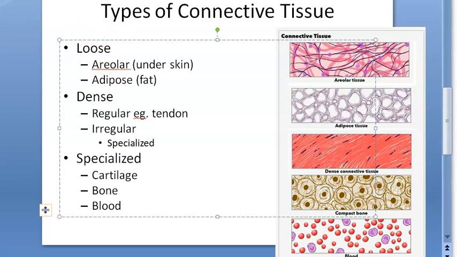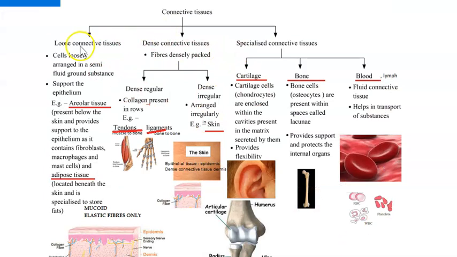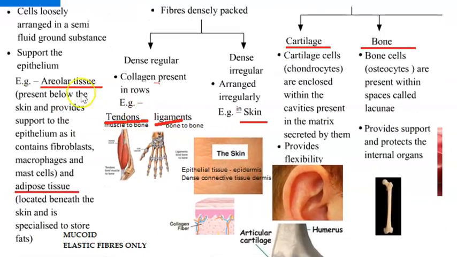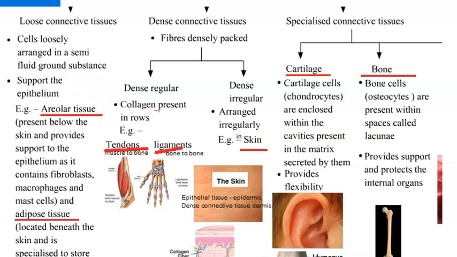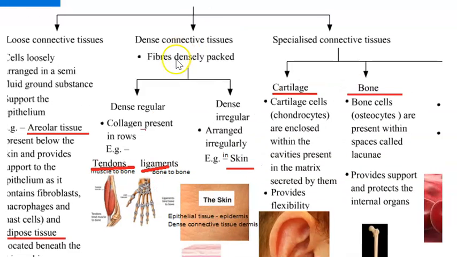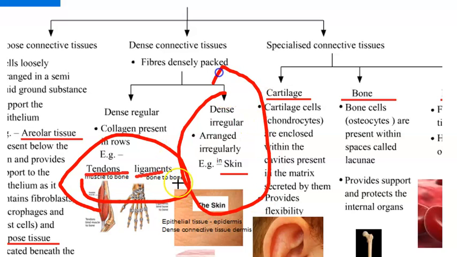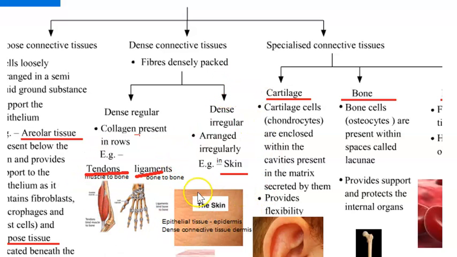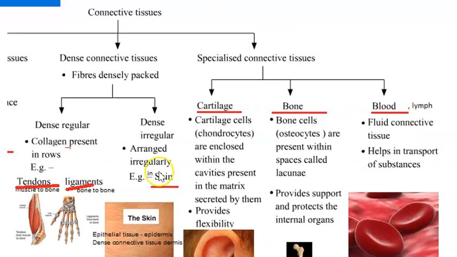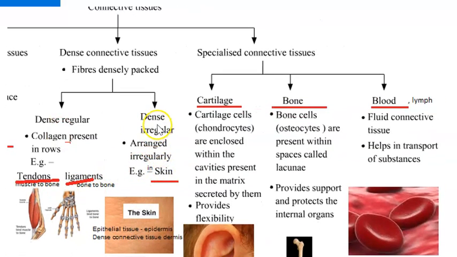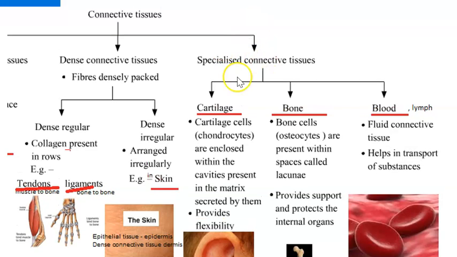So, go back here to the classification. So, you have loose, under loose, you have areolar tissue and adipose tissue. Their cells are loosely arranged, okay? That is areolar and adipose tissue. What are the examples for loose connective tissue? Say it, areolar and adipose. Very good. Say the examples for dense. Dense, you have actually regular and irregular. Under regular, you have tendons, ligaments, etc. And irregular, you have in the skin, you have the dermis, which has the dense connective tissue, which is irregularly arranged. The same dense connective tissue, which is irregular, can also be called as specialized.